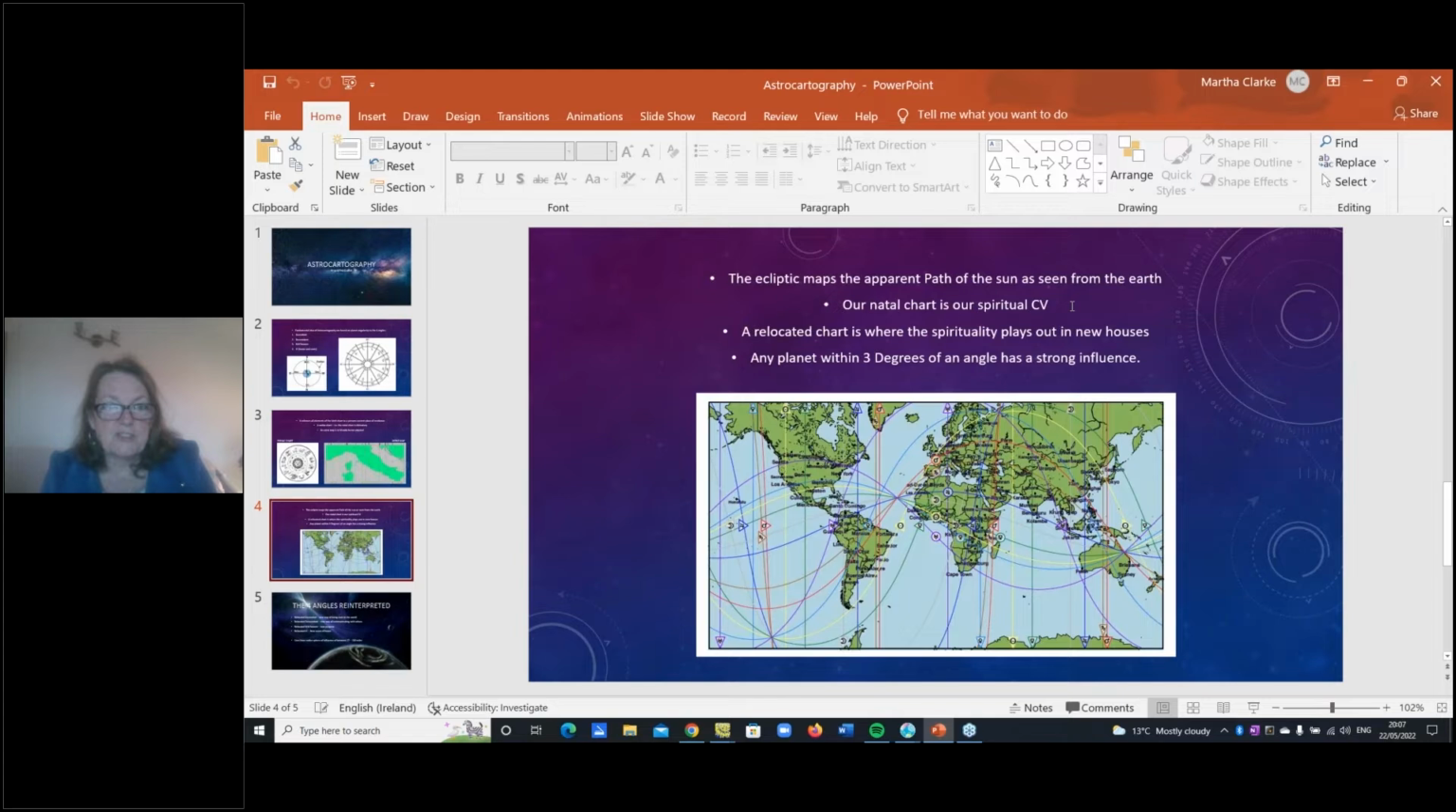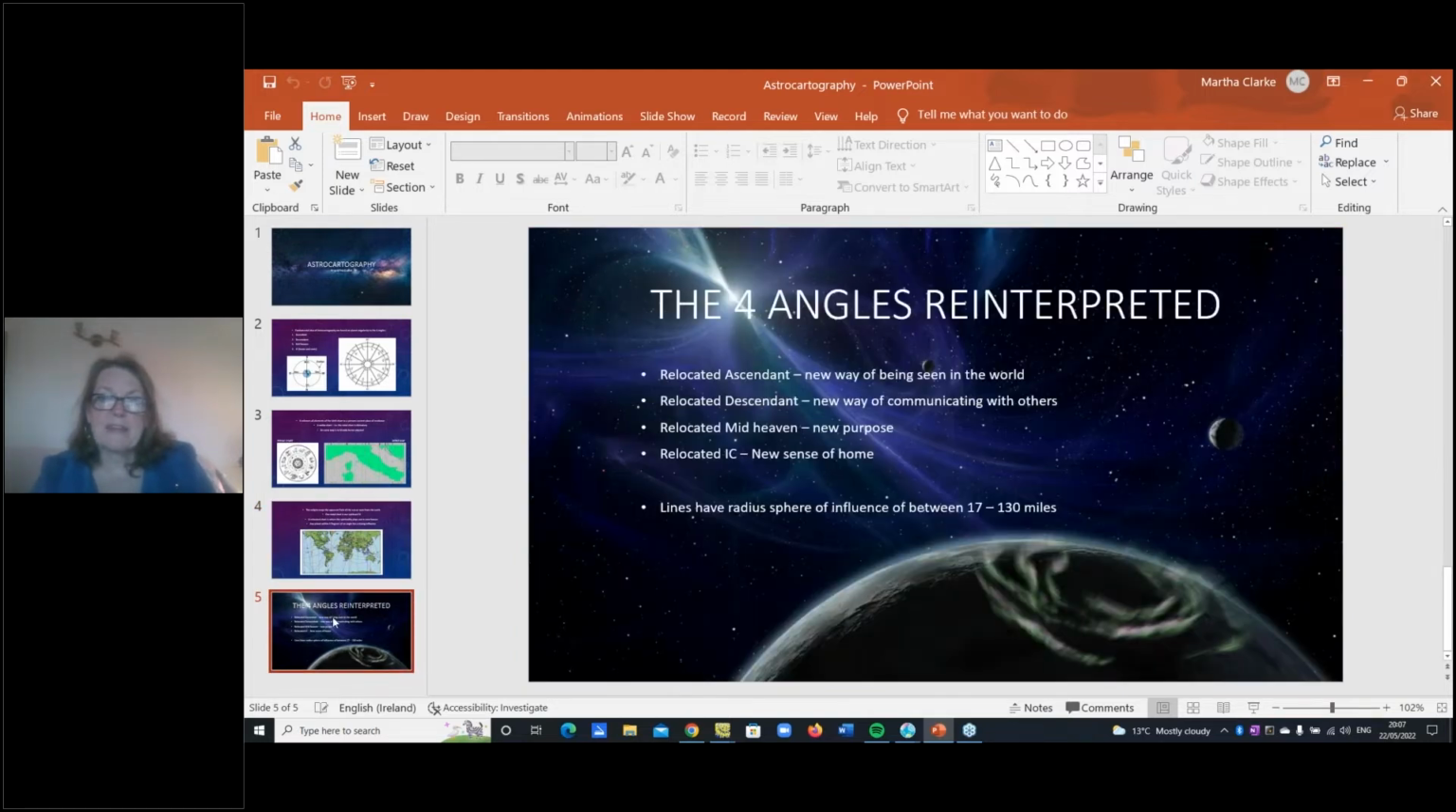Any planet within 3 degrees of an angle has a strong influence. Because, as I said, astrocartography is all about angularity. It's all about the aspects of the planets to the angles, to the ascendant, the descendant, the midheaven, or the IC. So in astrocartography, we're reinterpreting the angles. The relocated ascendant is a new way of being seen in the world. A relocated descendant is a new way of communicating with others. A relocated midheaven indicates your new purpose. A relocated IC gives you a new sense of home.